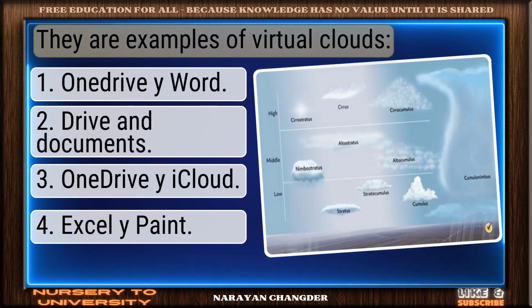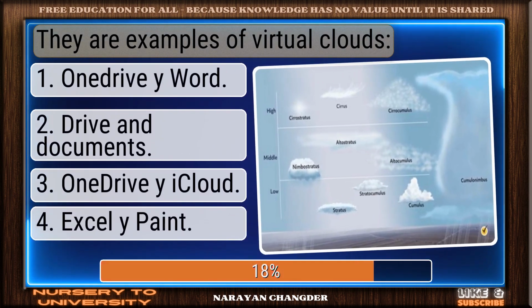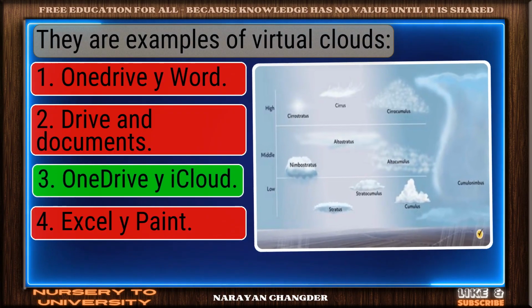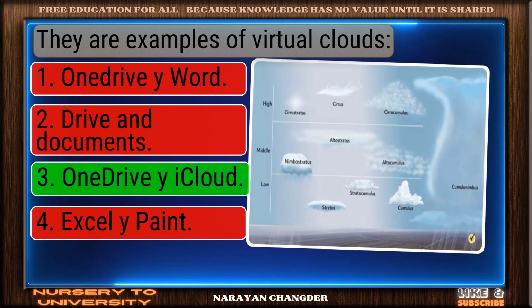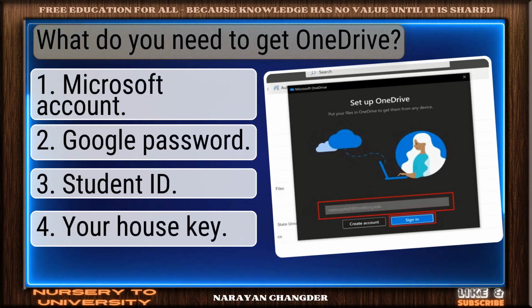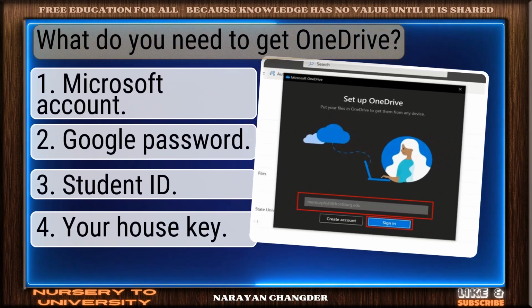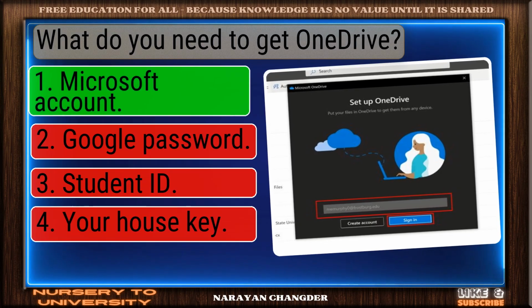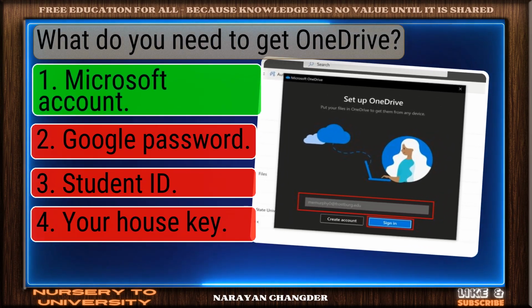Question number 71. They are examples of virtual clouds. Excellent choice. OneDrive, iCloud is the right answer. Question number 72. What do you need to get OneDrive? Correct. Microsoft account is the right answer.